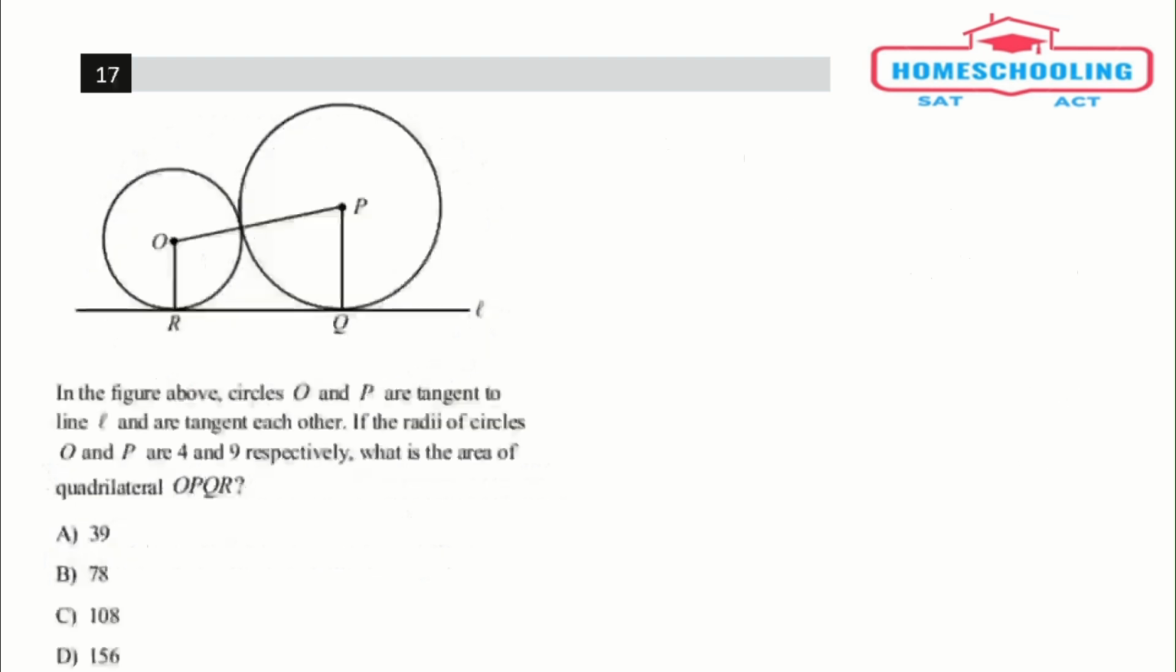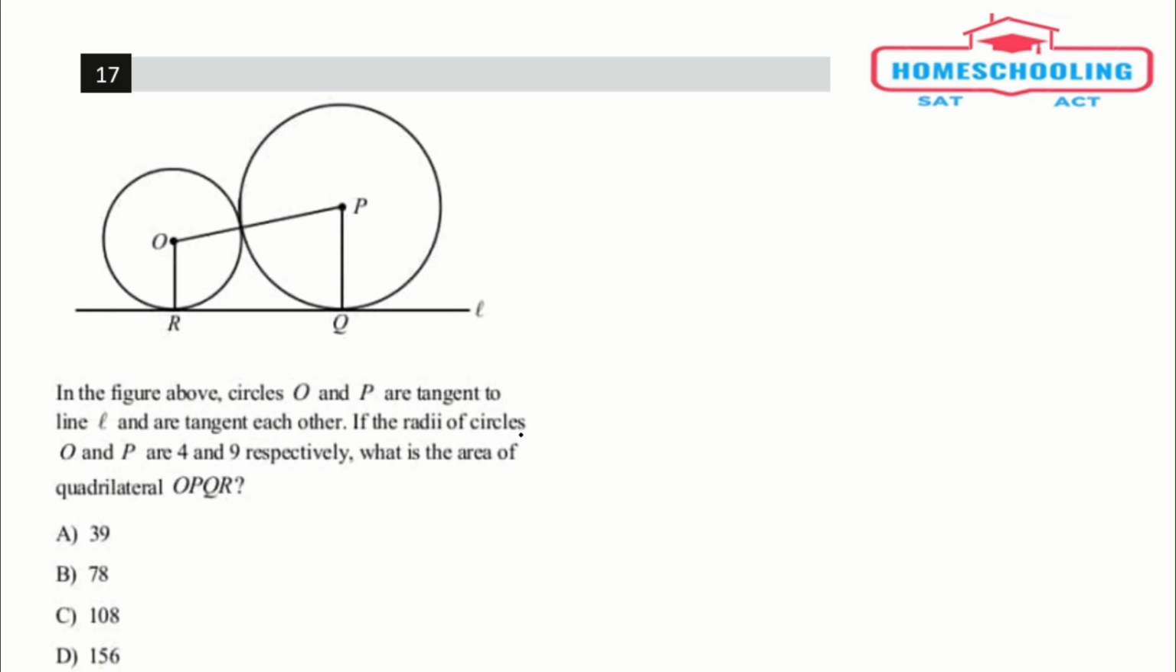Now this is your last question. This is a real deal question. This was asked a few years back. So let's take this question. In the figure above, circles O and P are tangent to line L. So these two circles and this line, the line L is tangent to both the circles.